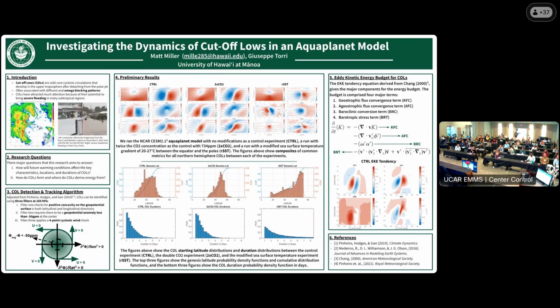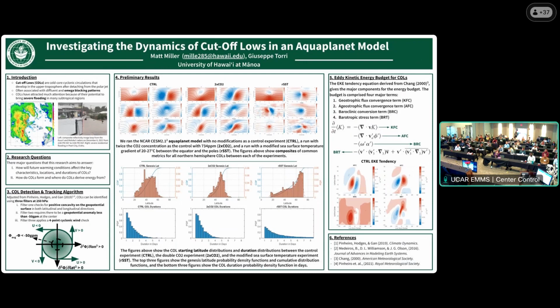We first constructed a detection and tracking algorithm that uses 3 filters at the 250 hPa pressure level to search for cutoff flows. The first filter searches the geopotential surface for any local minimums in both the latitude and longitude directions, so essentially any areas that could hold water if we were to pour some over top. The second filter checks that this local minimum is at least 50 geopotential meters below the longitudinal mean, and the third filter applies a 4-point cyclonic wind check.